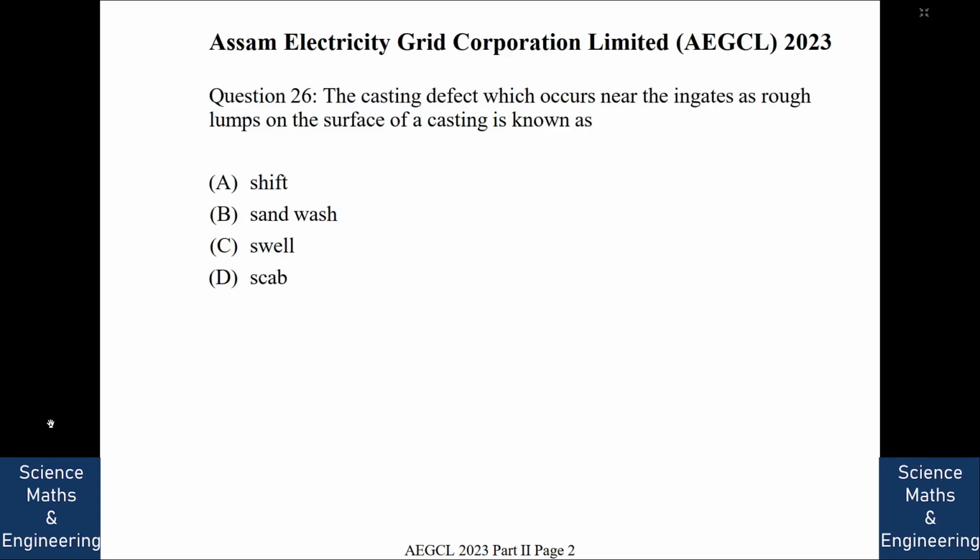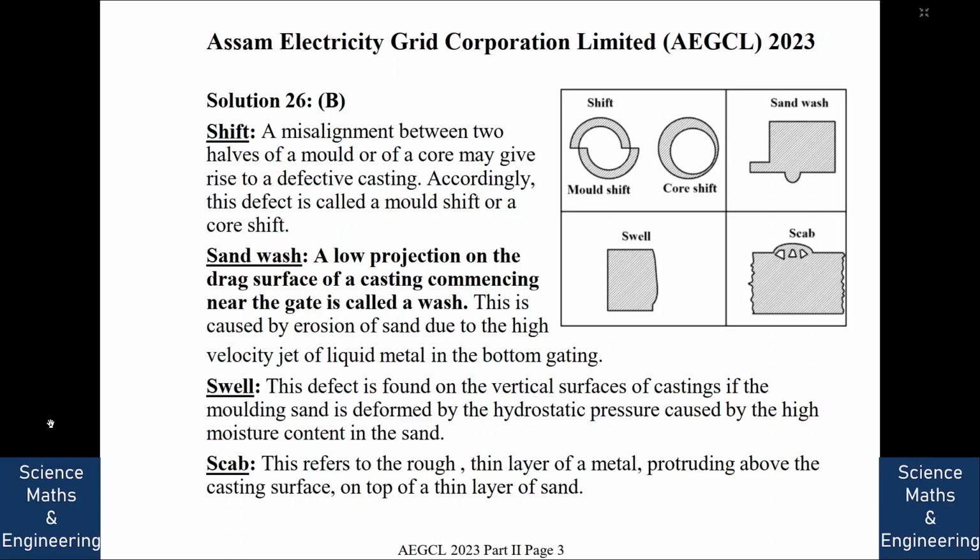The casting defect which occurs near the ingates as rough lumps on the surface of a casting is known as, so the answer is, it is known as sand wash. Okay, so this is the one, sand wash. It is a low projection on the deck surface of the casting. So it is called sand wash. Other casting defects like shift, swell and scab are also discussed here, so we can go through it. We'll go to the next question.